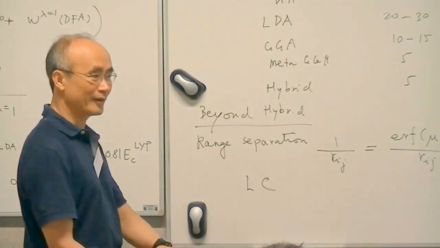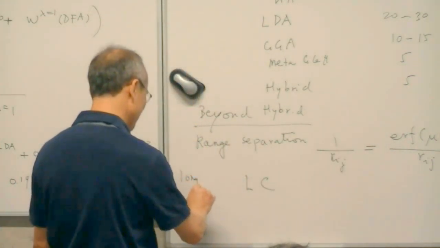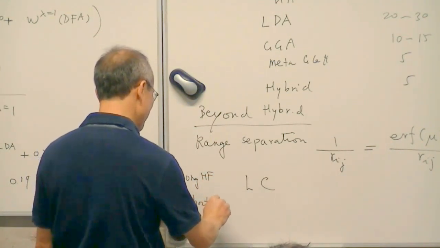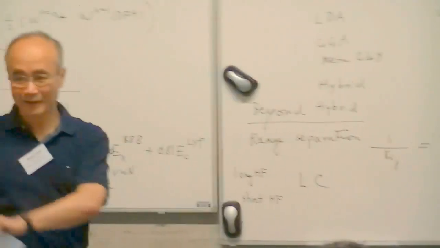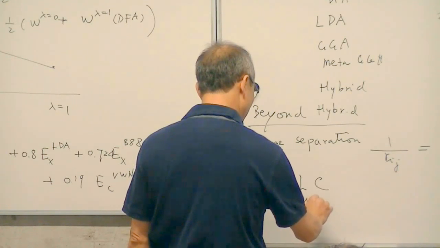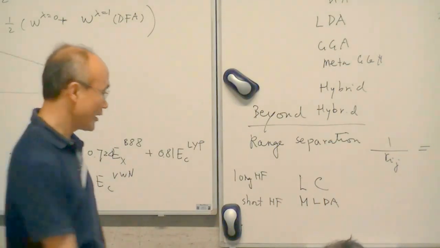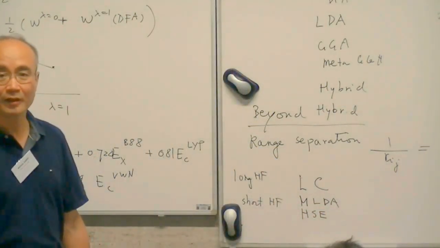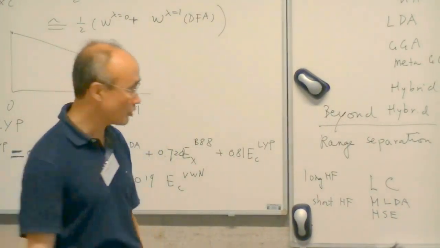And then there's a different version. So this is long-range Hartree-Fock. And then there's also a different version, short-range Hartree-Fock. You can include the short-range Hartree-Fock and long-range DFT. Different reason for that. And that's represented by two functionals. One is called MLDA, modified LDA, developed by Kleinman. And then one of the very popular ones is HSE from Scuseria's group, and that is a short-range Hartree-Fock and long-range GGA type functional.